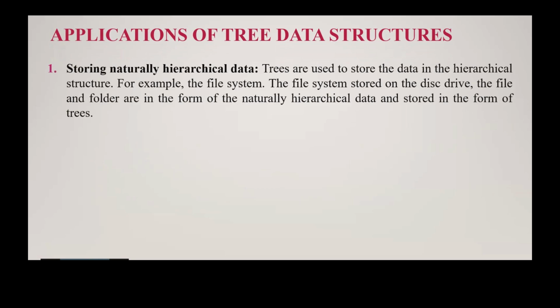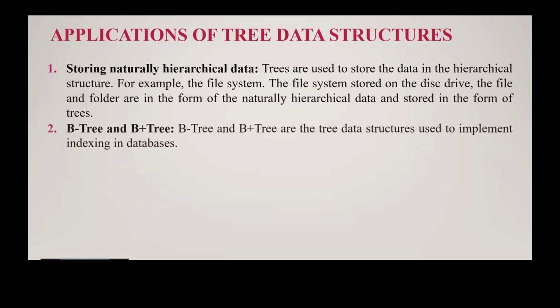First one is storing the natural hierarchical data. This is generally used to store the data in a hierarchical format. For example, we use the file system. We make a folder, C drive, D drive. Even inside the drive, we make a separate folder. For example, you are right now learning data structure, so you make a data structure folder. After that you go for artificial intelligence, so you make another folder. So how can it be organized? This is a type of tree data structure.